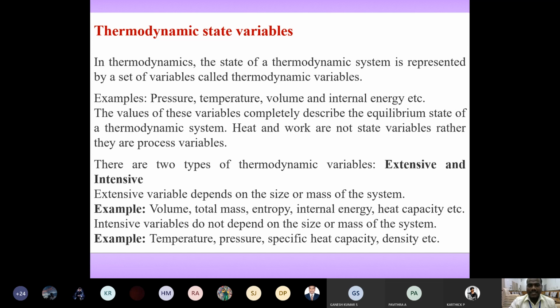Examples of extensive and intensive properties: temperature, pressure, specific heat capacity, density. If you split the system into two halves or into any other portions, there is no change. The property will be the same as in the whole system. So those can be intensive variables. If the properties are split accordingly with the mass, that can be called an extensive variable. So these are some basics.